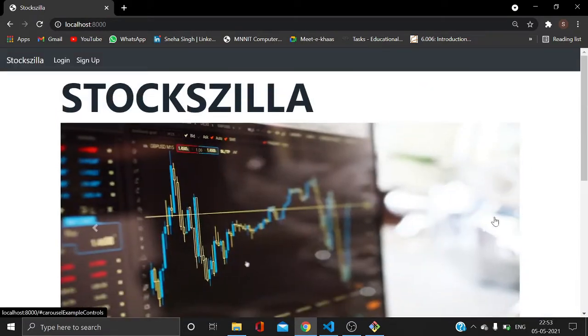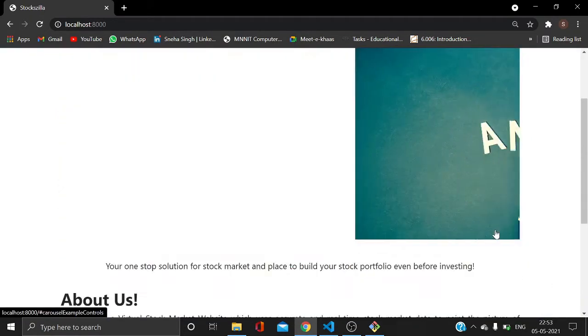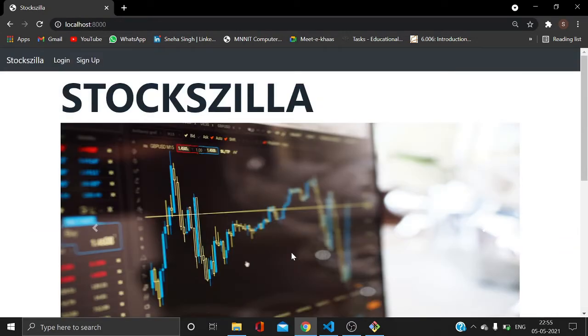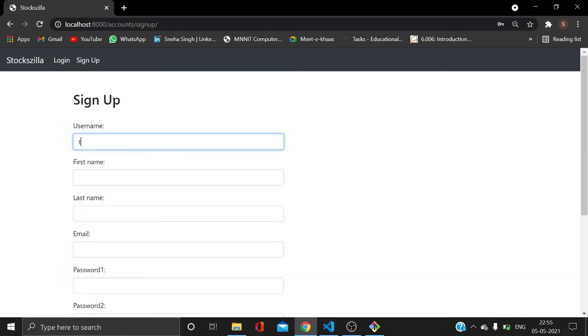As you can see, these images are in a slideshow. We have made the UI using Bootstrap and we have tried to keep it simple. So let's have a look at all the features and functionalities of this website. First, we will create an account. Test.